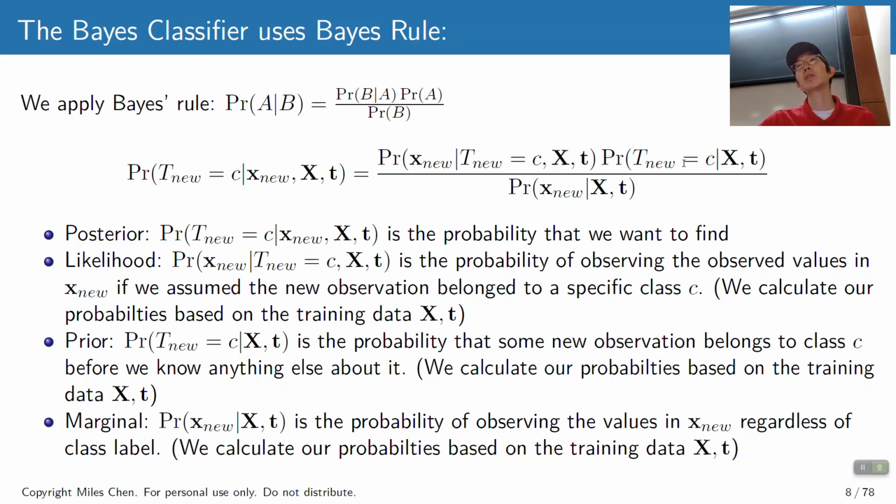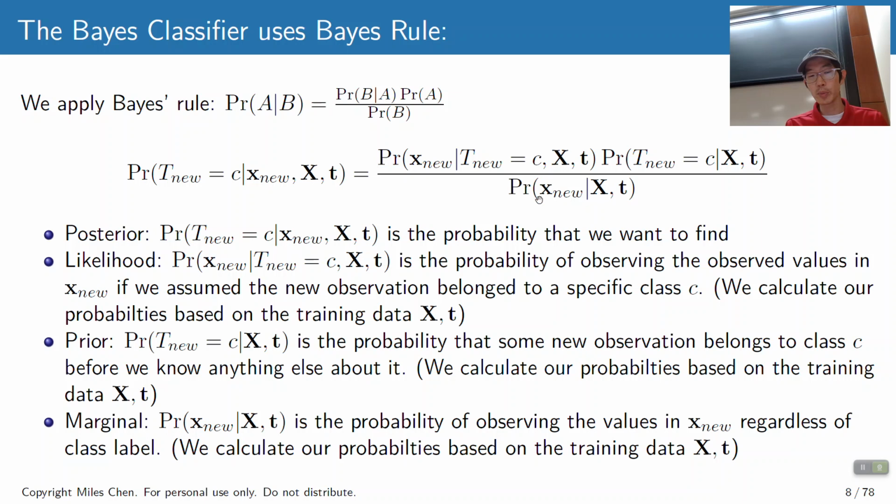You're going to say, oh, before I even look at the data, I'm just going to guess it's 90% yes. Then you look at the data, and maybe based on what you see, you say, okay, we're getting something different. But that's the prior probability: the probability that an observation belongs to class C before you know anything else about it.